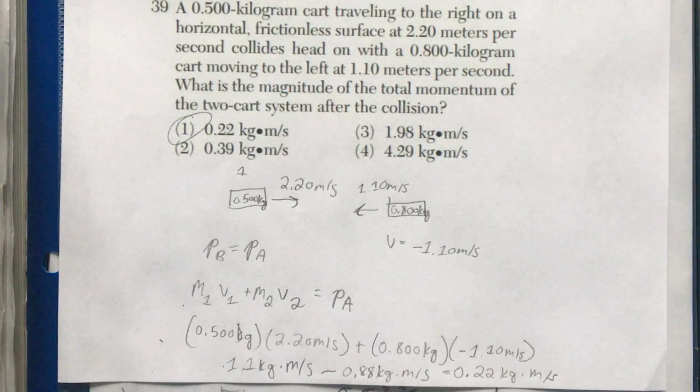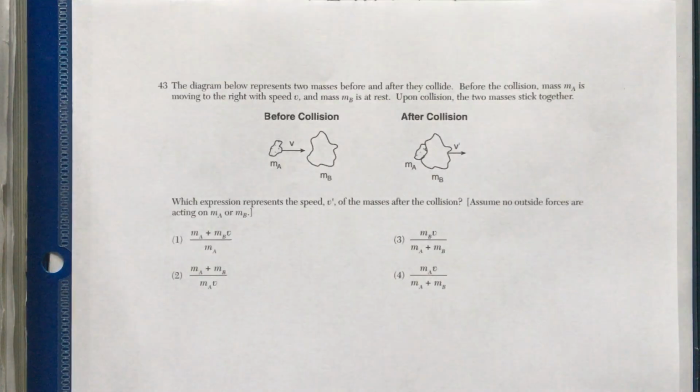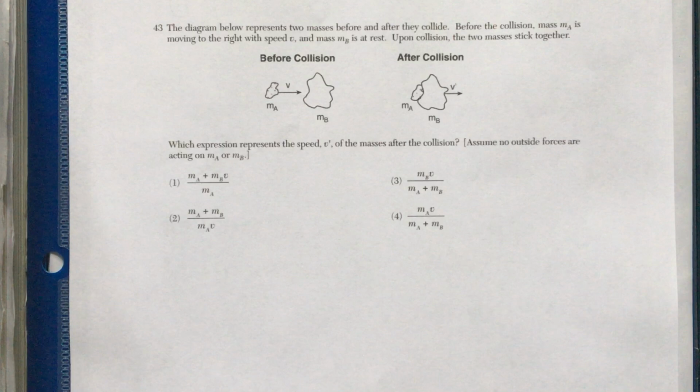Alright, the third question I'd like to look at is my personal favorite because it's all in terms of variables. It says, the diagram below represents two masses before and after they collide. Before the collision, mass MA is moving to the right with speed v, and mass MB is at rest. Upon collision, the two masses stick together.